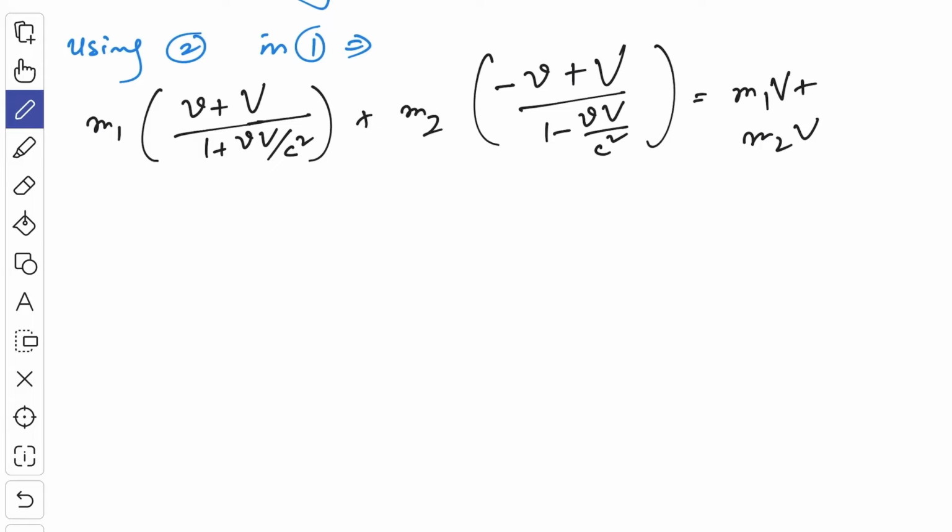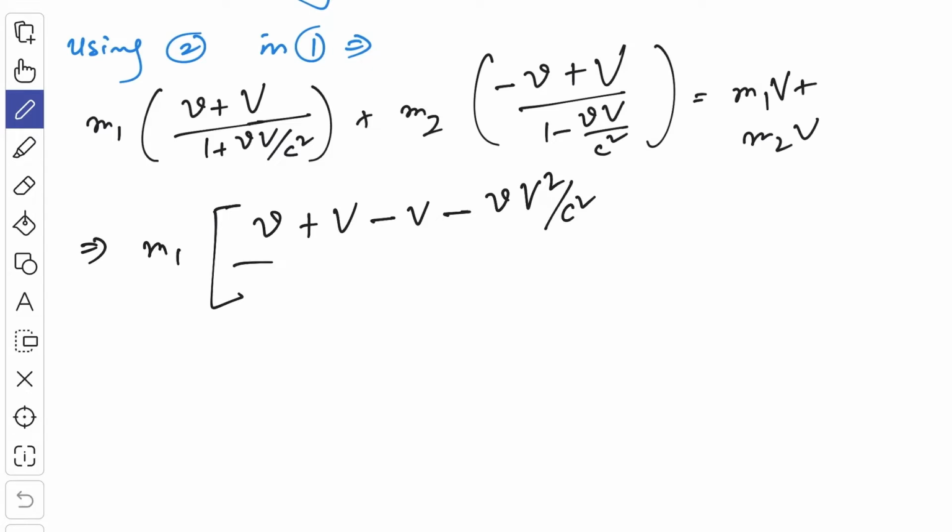So now if you simplify this, after simplification, if you arrange this equation such that the terms consisting of m1 are on the left side and m2 on the right side, then after taking the common term m1, we will get small v plus capital V minus small v capital V minus small v capital V square by c square, by 1 plus small v capital V by c square.